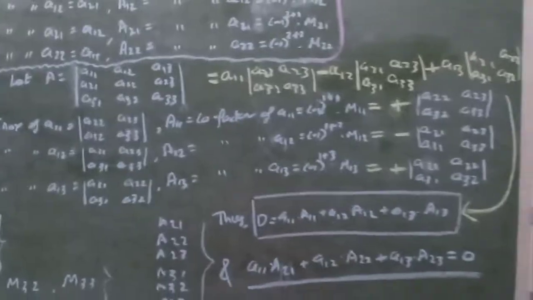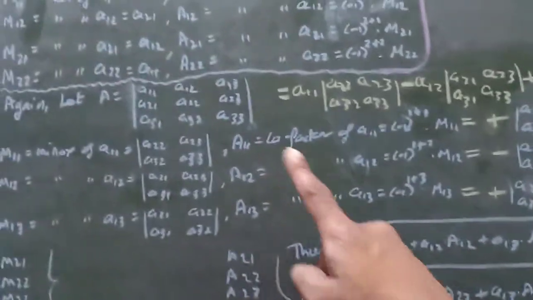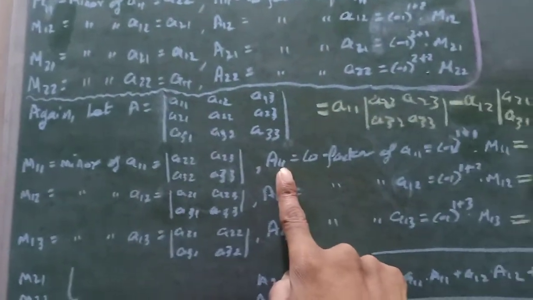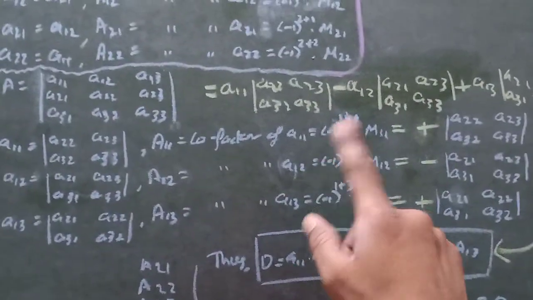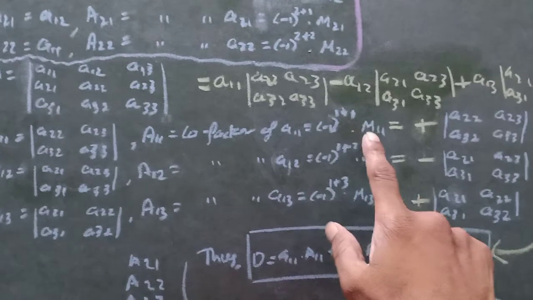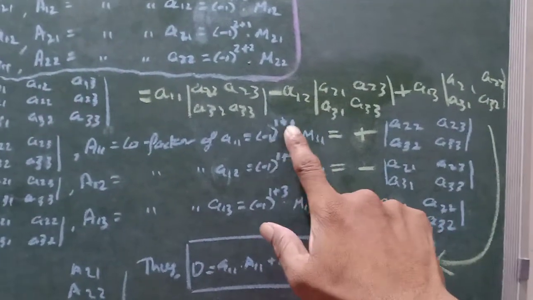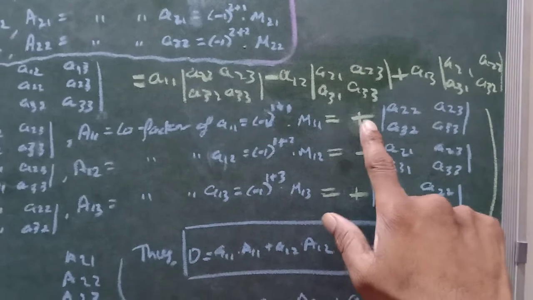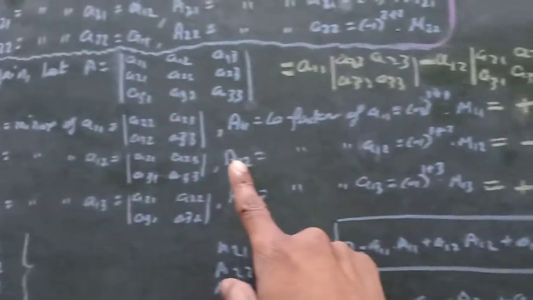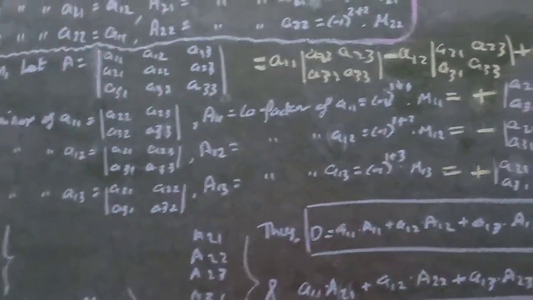Now suppose we are asked to find the cofactor. The cofactor of A11 is denoted by capital A11. The formula is minus 1 raised to 1 plus 1 into M11. So minus 1 raised to 1 plus 1, that is 2, so minus 1 raised to 2 will be plus 1, and M11 you already know: A22, A23, A32, A33. Same way we can find A12, A13, like that.